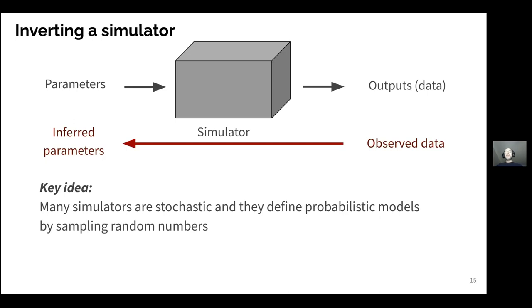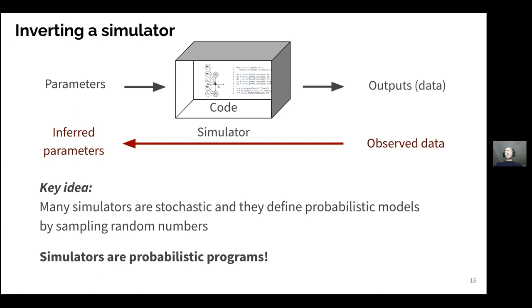So the insight is this. Many simulators are stochastic and they already define probability models, even when the people who wrote the simulator didn't think about it that way. If a simulator is stochastic, if it's doing random number sampling inside the simulator, it's already fairly similar to a probabilistic program. There is some random sampling happening, and you can treat that as something that defines a prior distribution by sampling some randomness through the execution of the simulator.